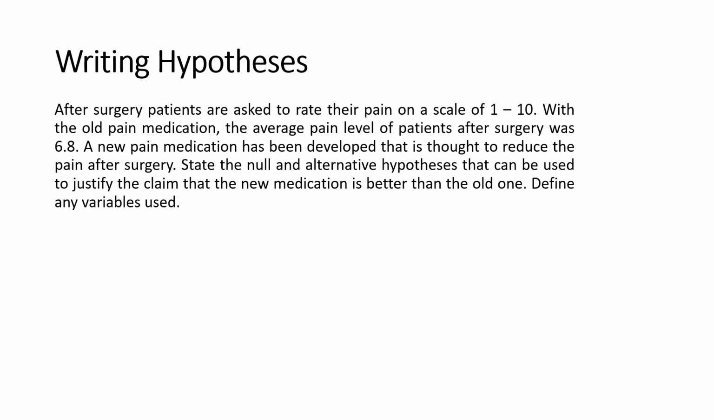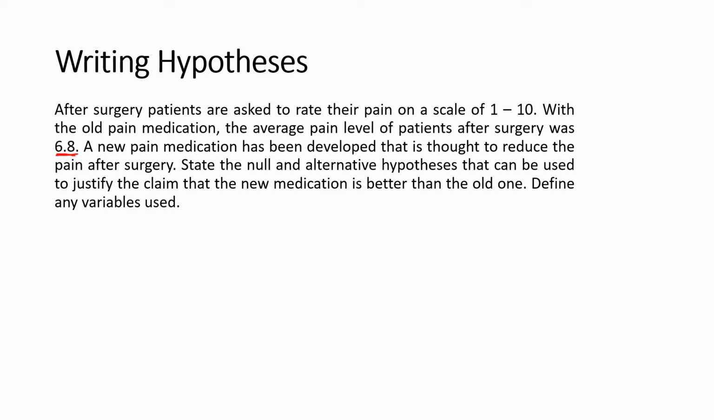Another example: after surgery, patients are asked to rate their pain on a scale of 1 to 10. With the old pain medication, the average pain level of patients after surgery was 6.8. A new pain medication has been developed that's thought to reduce the pain after surgery. All right, we want to do the null and alternative hypothesis here. So remember, your null hypothesis is the original claim. It was what was previously known or thought to be true. Well, we know the old medicine was 6.8.